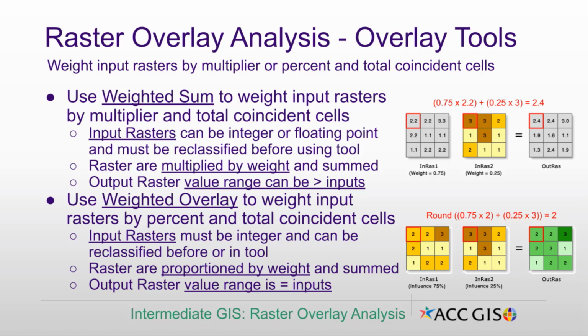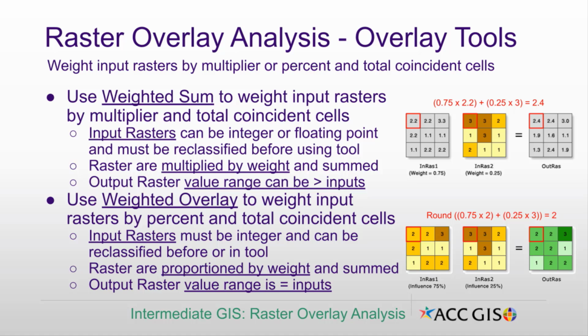Now the output raster value range can be greater than the inputs. In this example, it's not, and that's because my weights are less than 1, 0.75 and 0.25. But if my weights were greater than 1, for example, input raster 1 was weighted with a 2 and input raster 2 was weighted with a 1, then my output might be greater than the value range of my input. So in this example right here, if the input raster 1 weight is 2 times 2.2 plus the input raster 2 of 1 times 3 would equal 7.4. And 7.4 is greater than the values that range from 1 to 3 in the input rasters.